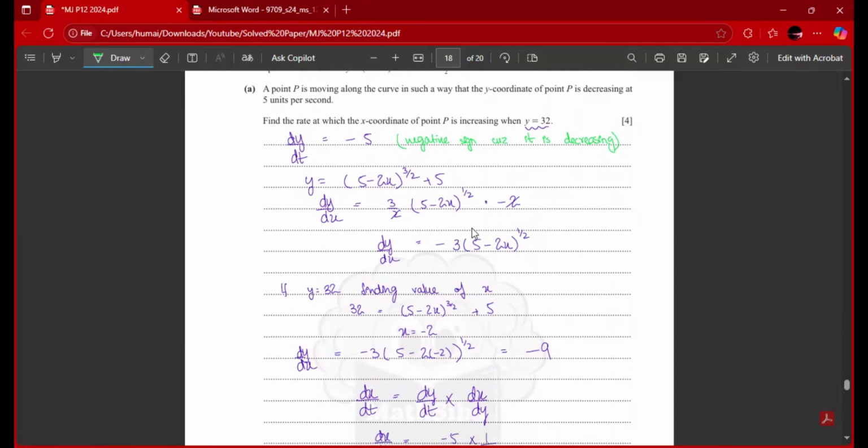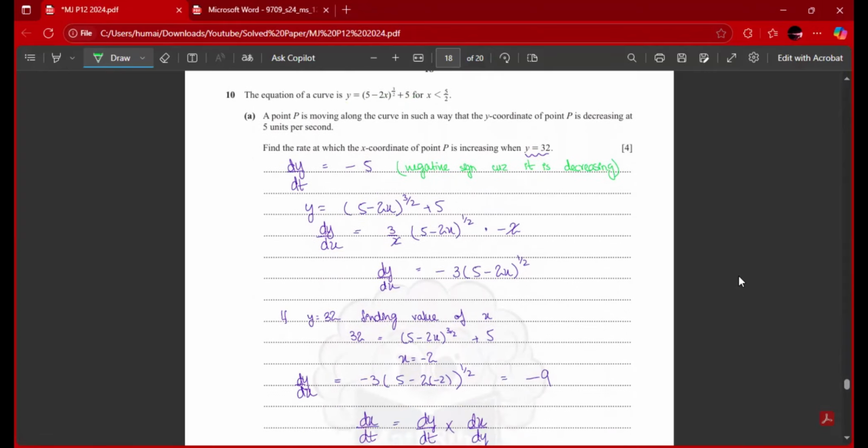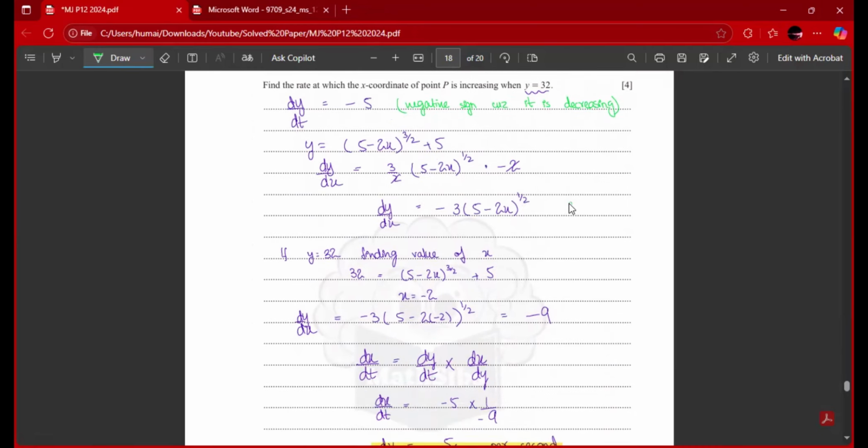Okay, so we have the equation for y, this beautiful equation. We differentiate this equation using derivation. +5 just goes because the derivative of a constant is 0. Okay, so we solve this. 3 over 2 minus 1 is equal to 1 over 2. Multiply with the power, we get this lovely equation for the derivative.